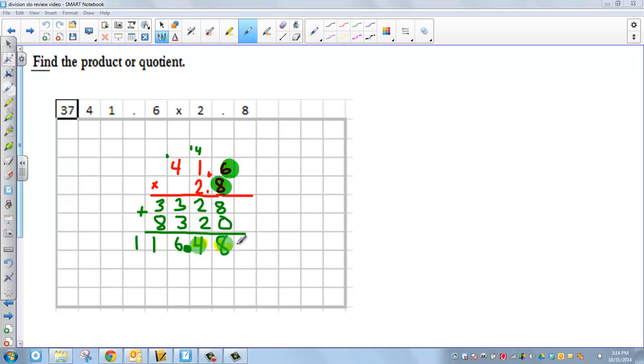So if you need to hit pause to check your work, this is how I found my answer, so please feel free to pause. I'm going to move on to the next one.